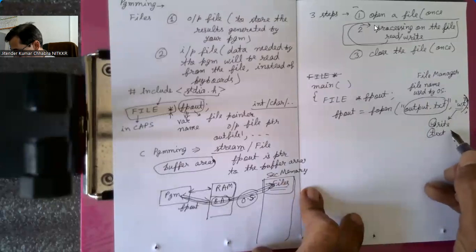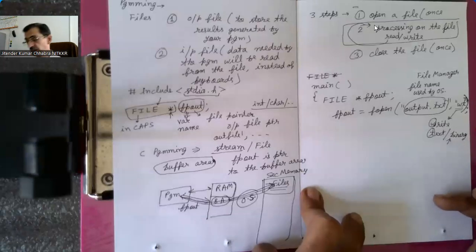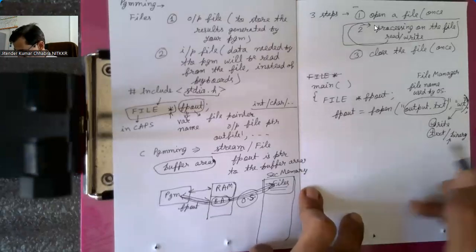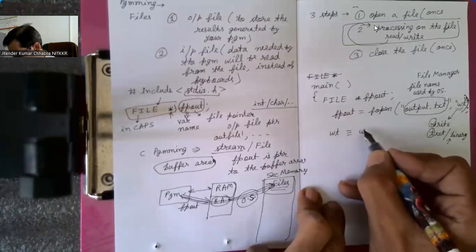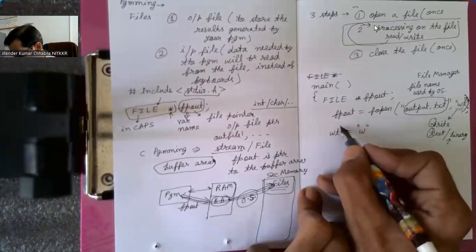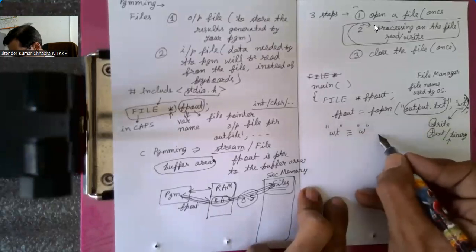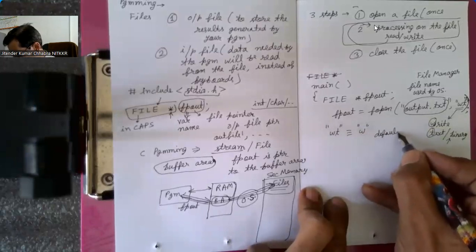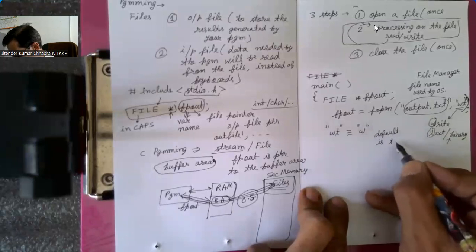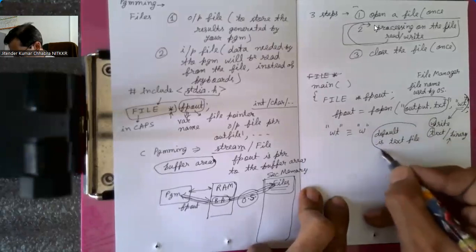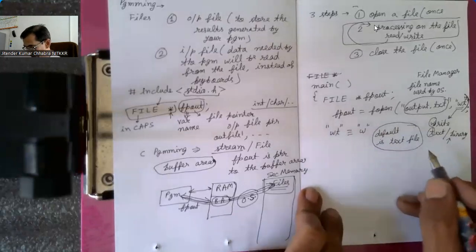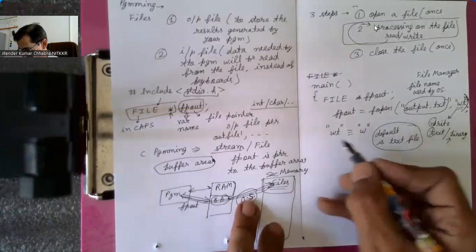So one kind of file is a text file. Another kind of file is called a binary file. For that, B will be used. That we will see in the next class. But by default, WT is equivalent to saying W also. Default files are always text files. So if you don't specify T, still it will mean a text file will be used. If you want to use binary, the B will be compulsory.